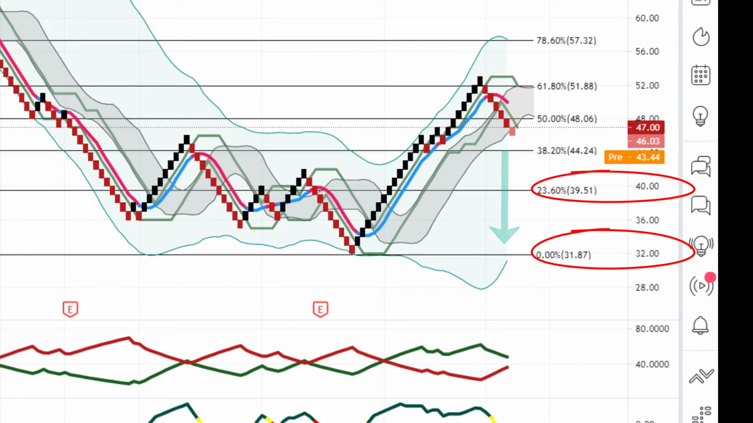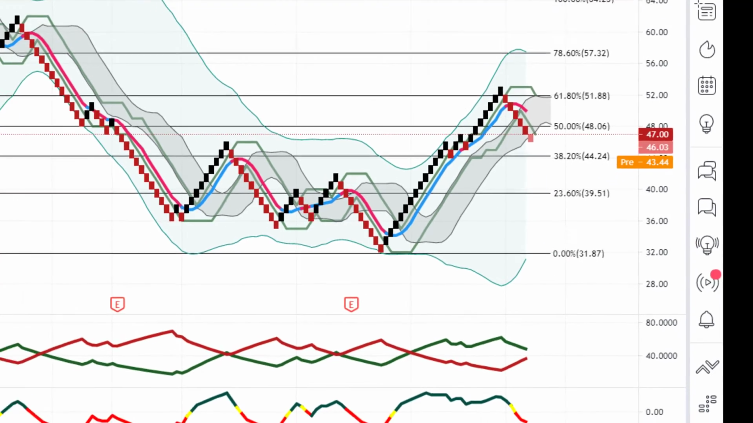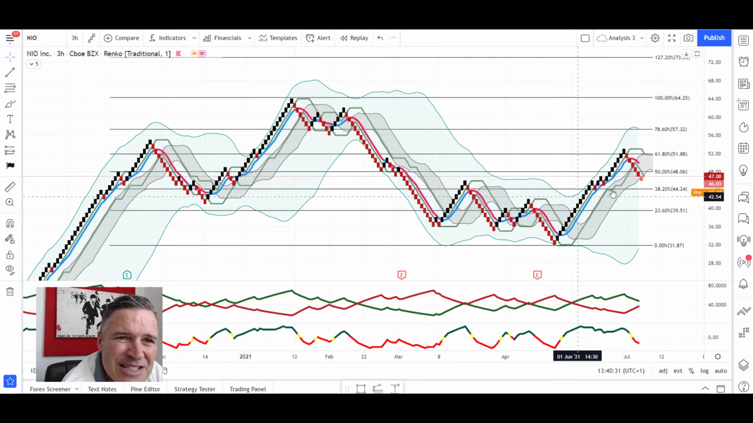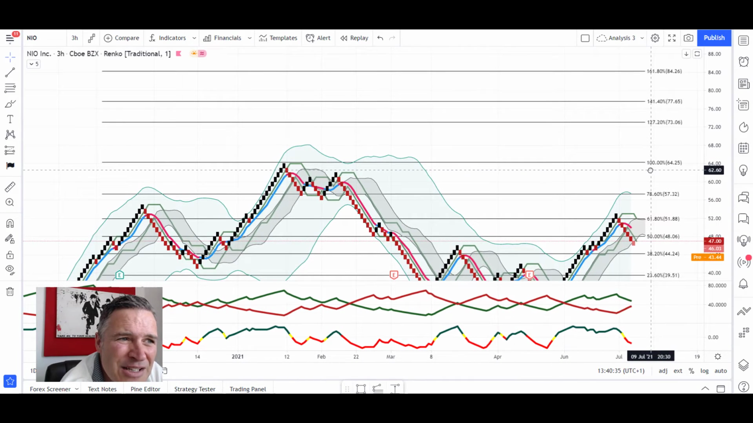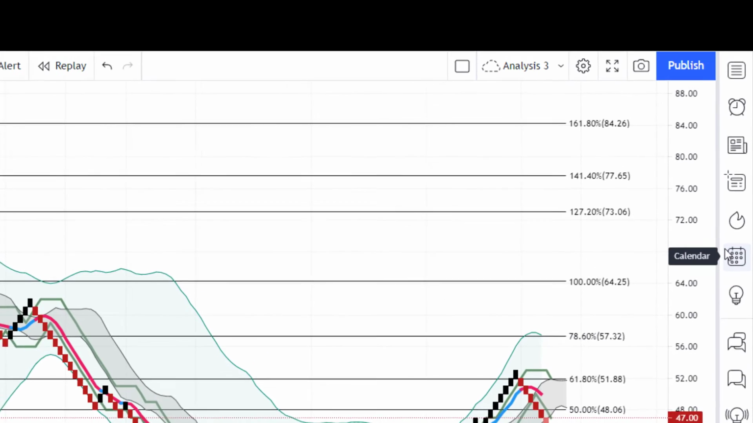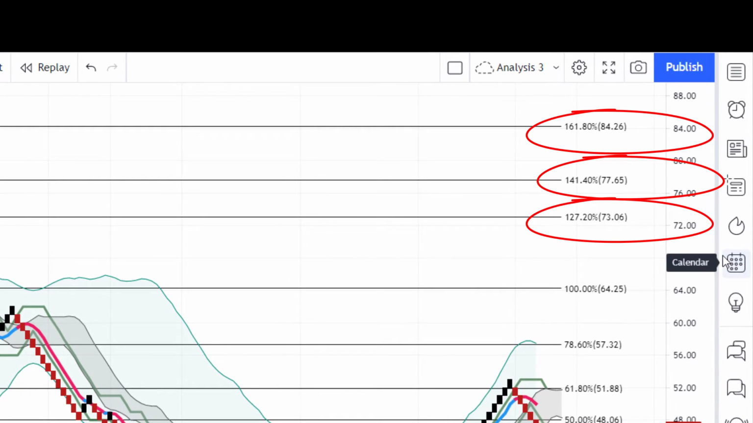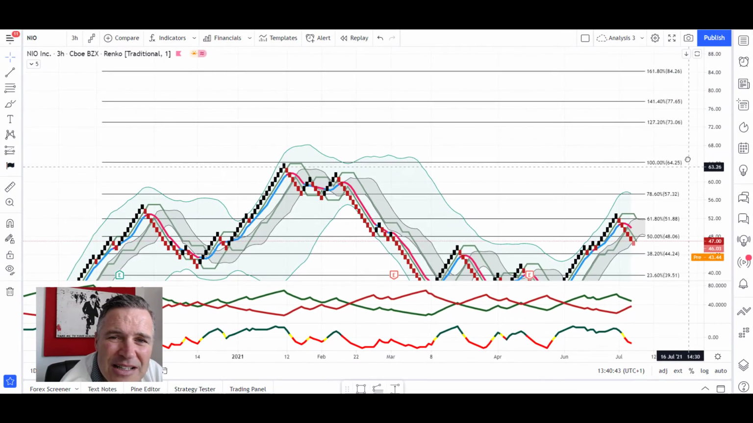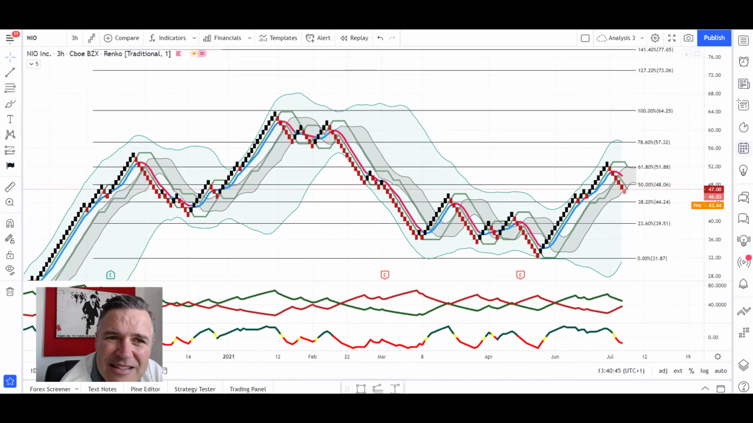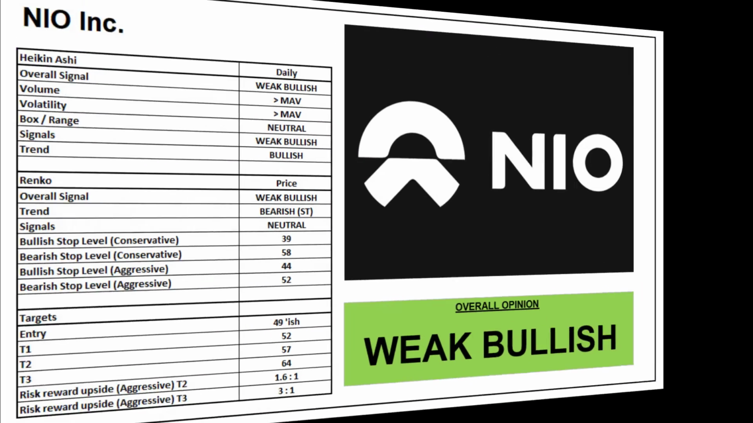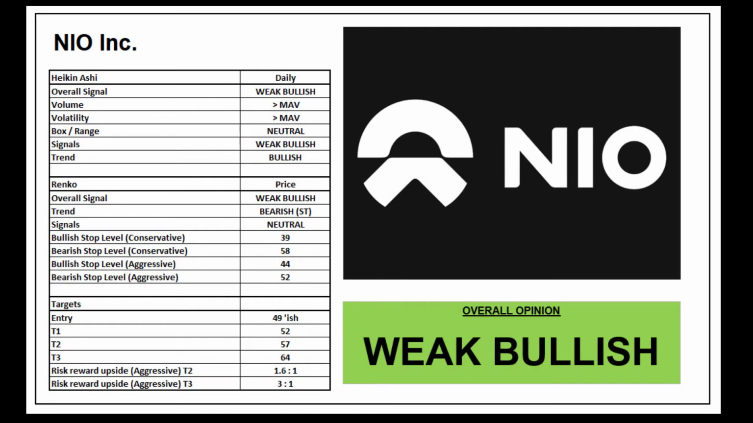And what about the long-term price potential? Again, using the Fibonacci retracement as a tool, if we just drag the chart down a bit, we've got 73, 77, 84 as sort of intermediate upside targets. So that's Renko. Really like that tool as a chart to give us a really clear, easy picture of what is going on. So let's summarize things for NIO.